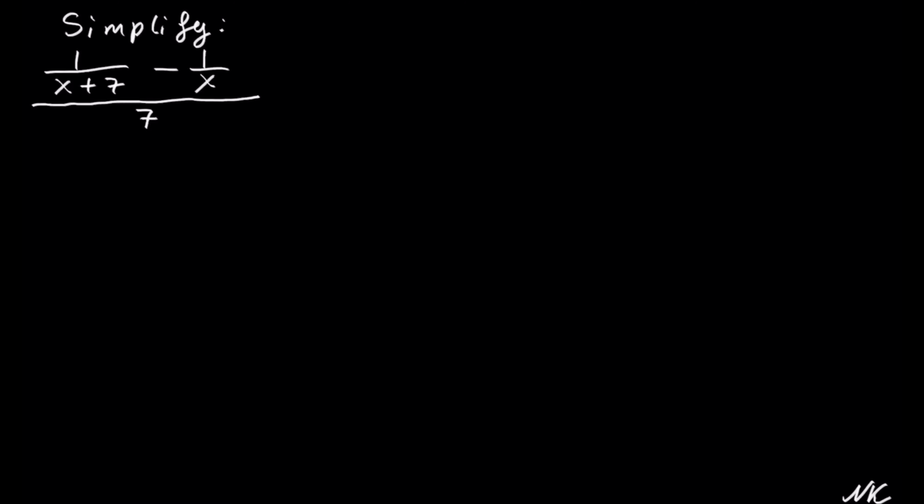In this example I'm going to use the least common denominator to simplify this fraction. For the least common denominator, we will look at all of the denominators inside of this fraction. In the numerator we have 1 out of x plus 7, so we have x plus 7 as the first denominator. So we will need a factor of x plus 7 for our least common denominator. Then we have minus 1 out of x, so we also need one factor of x for our LCD.